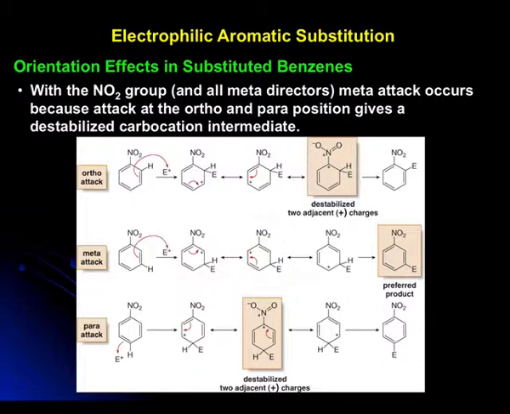However, if we look at the meta attack, what do we see? I can never get that carbocation resonance delocalized next to that other cation, right? So that is more stable or less stable than the other two? It's more stable. Yeah, but it doesn't matter that it's tertiary in this case because you're putting two positive charges next to one another. That's a bad thing to do, right?